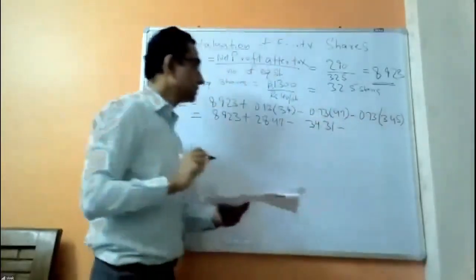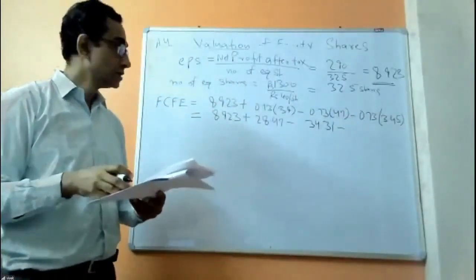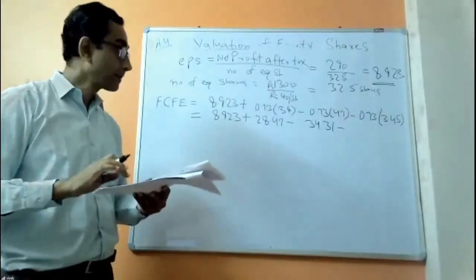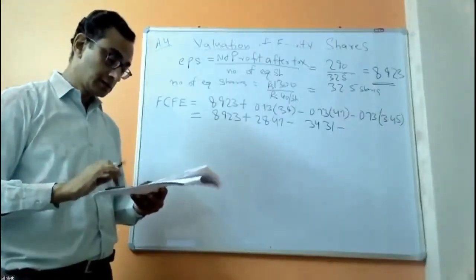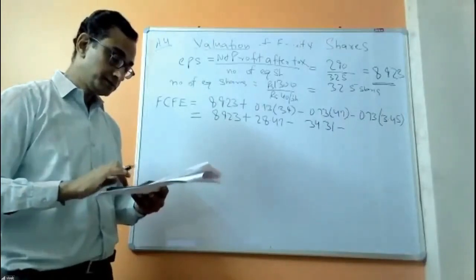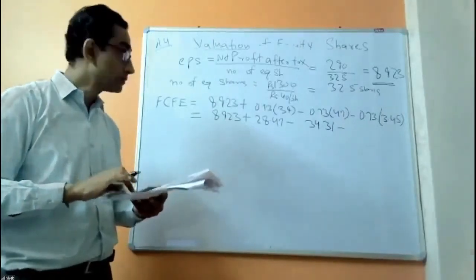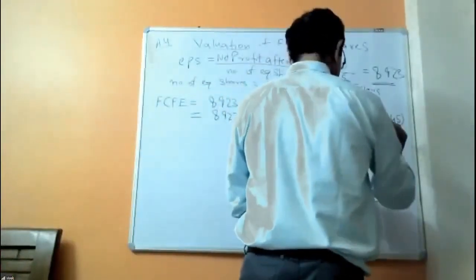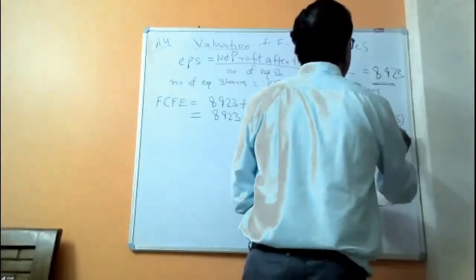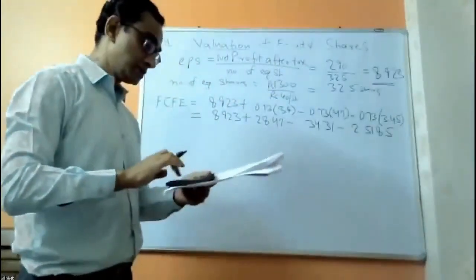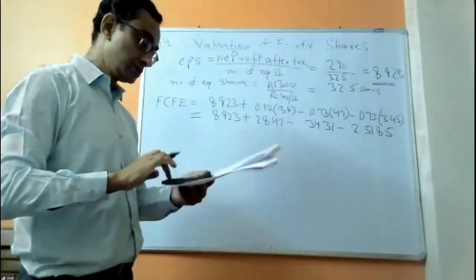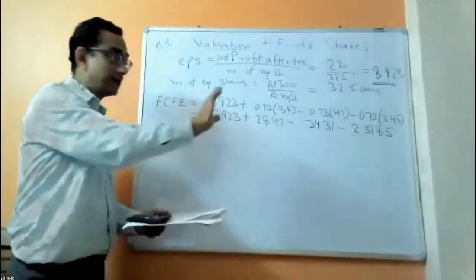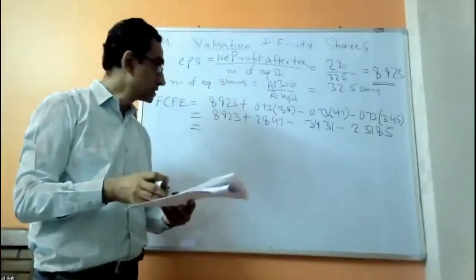That is 34.31. And deduct the working capital portion also: 0.73 multiplied by 3.45. That is 2.5185. 0.73 multiplied by 3.45 is 2.5185. Fine. Now add or subtract all these figures. Let us calculate it.